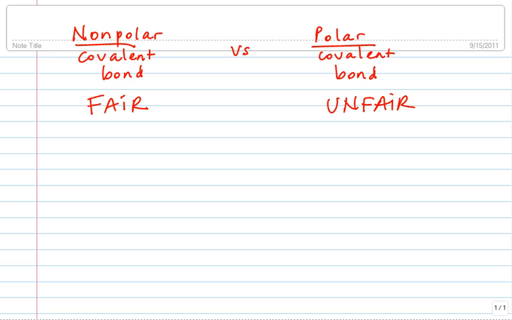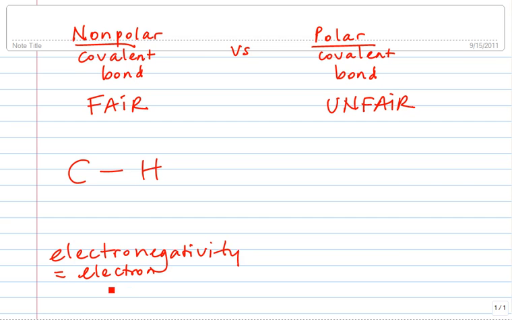A famous example of a nonpolar covalent bond is the bond that can exist between carbon and hydrogen. There is a term called electronegativity, and what that really is like saying is electron magnet strength. And as it turns out, the electronegativity of carbon and hydrogen are both medium.